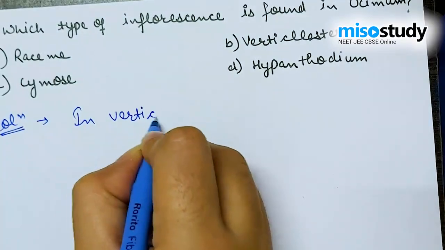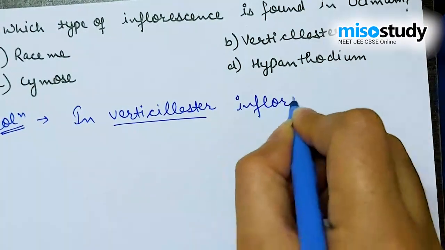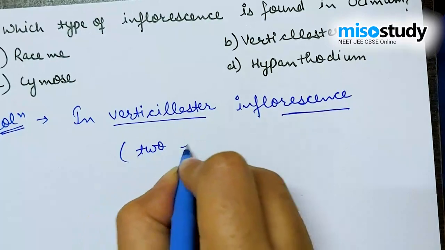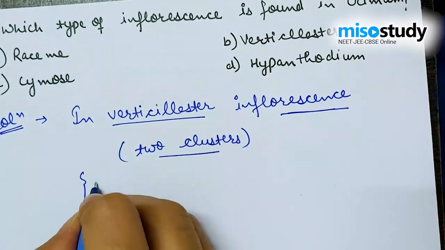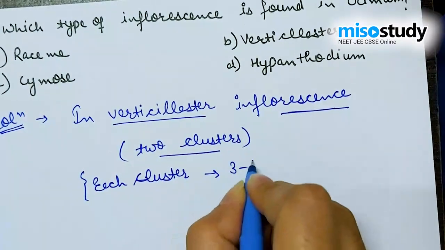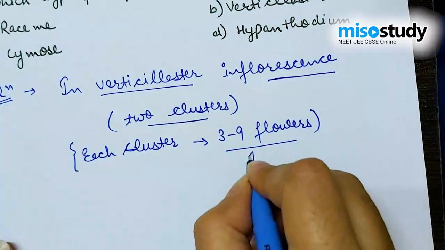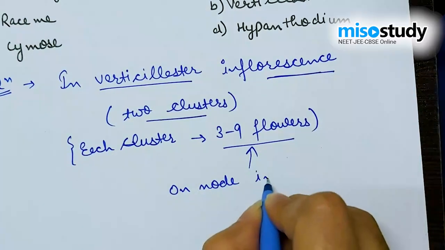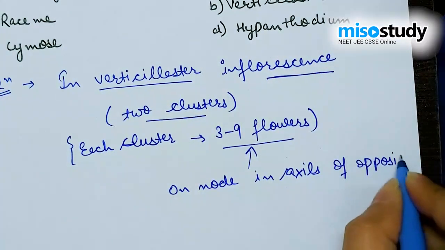In Verticillaster inflorescence, formation of two clusters, each cluster possessing 3 to 9 flowers that generally arise on a node in axils of opposite leaves.